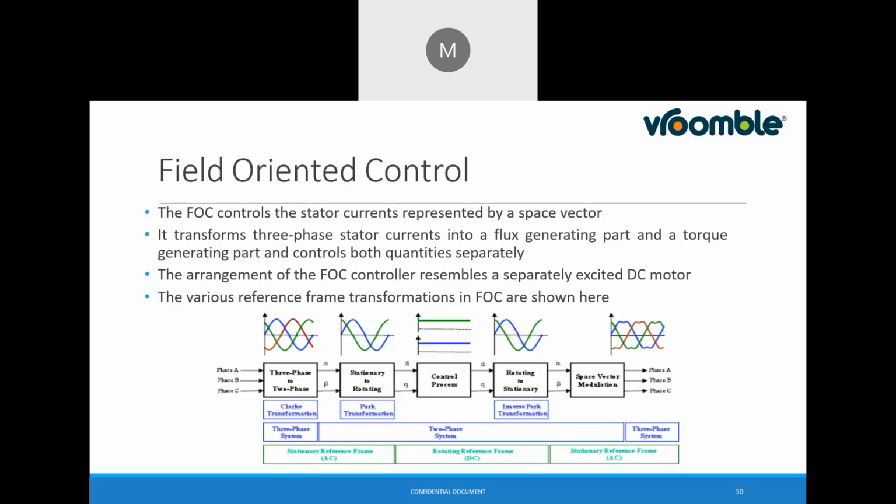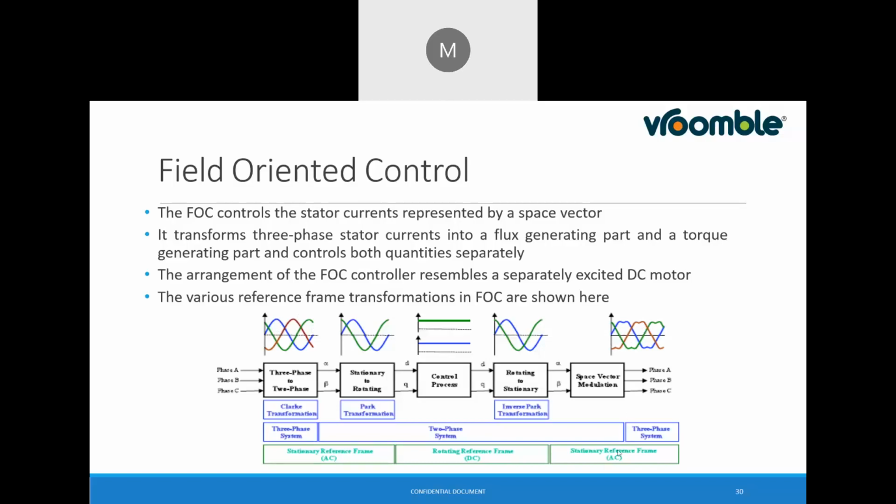Which basically gives you the controlling of the two-phase system and then transforming it into the three-phase system. So if you can see the diagram or the graph on the left-hand side, that is being converted in the FOC form at the end, right?